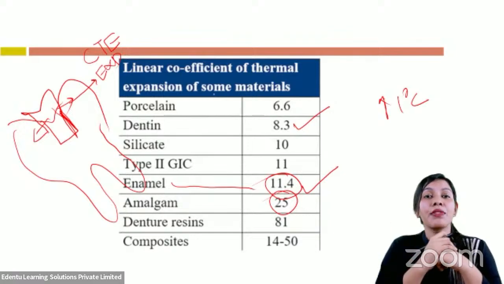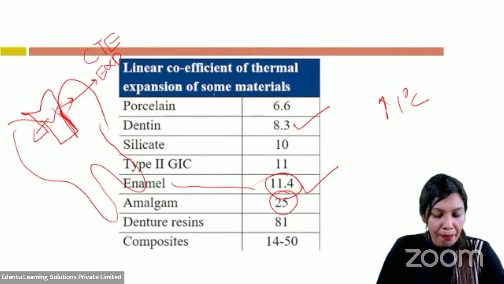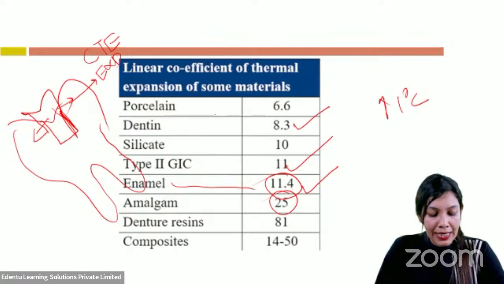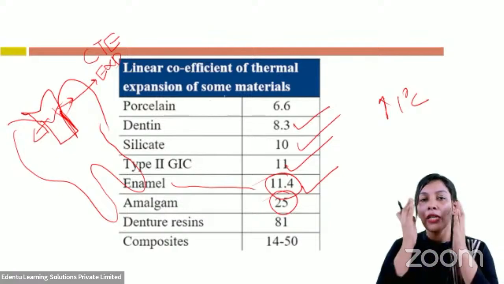After that, it comes as the silicate. Okay, this is a very important question: Type 2 GIC and silicate material. You need to keep this in mind.